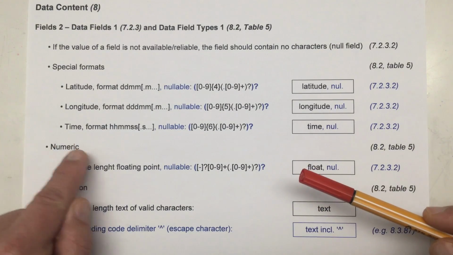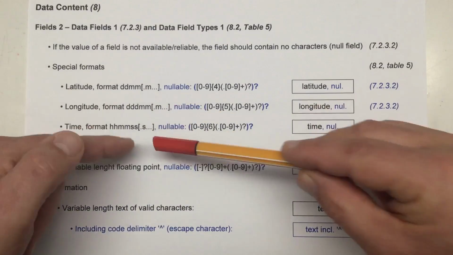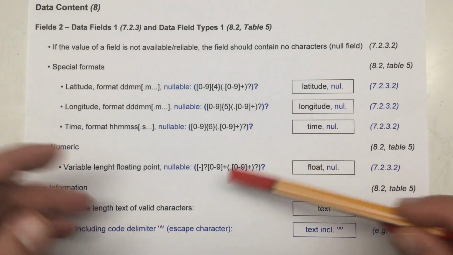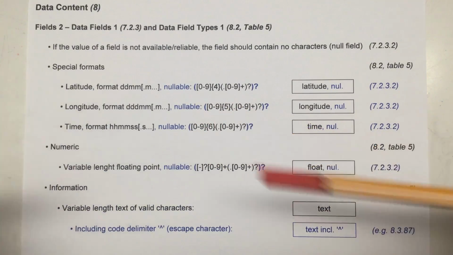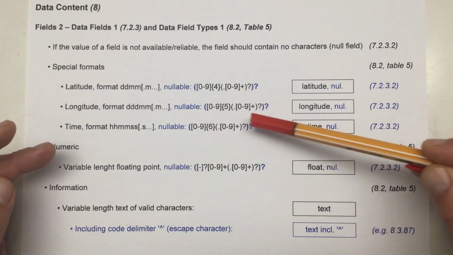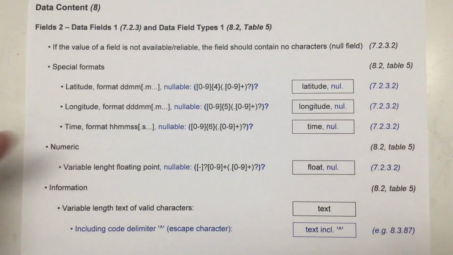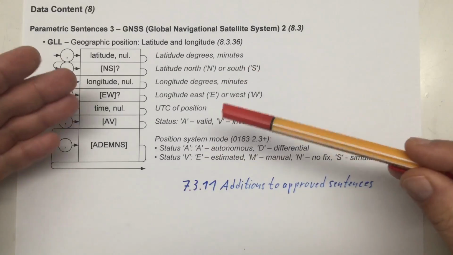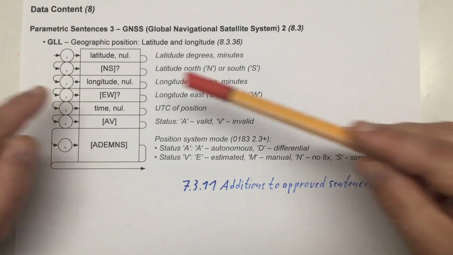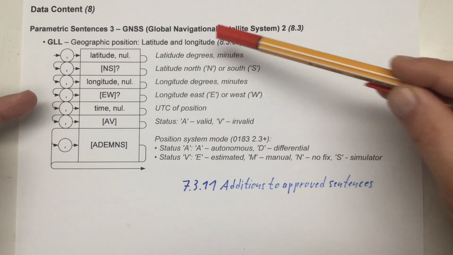Then we have the data type time in the format hour, minutes, minutes, seconds, seconds, optionally after a decimal point, fractions of a second. It's also nullable, so it usually starts with 6 digits and then optionally after the decimal point, 1 or more digits, and I'll write that as time, optionally null. With these additional data types under our belt, we can have a look at the parametric sentence GLL, Geographic Position, which gives us the latitude and longitude.